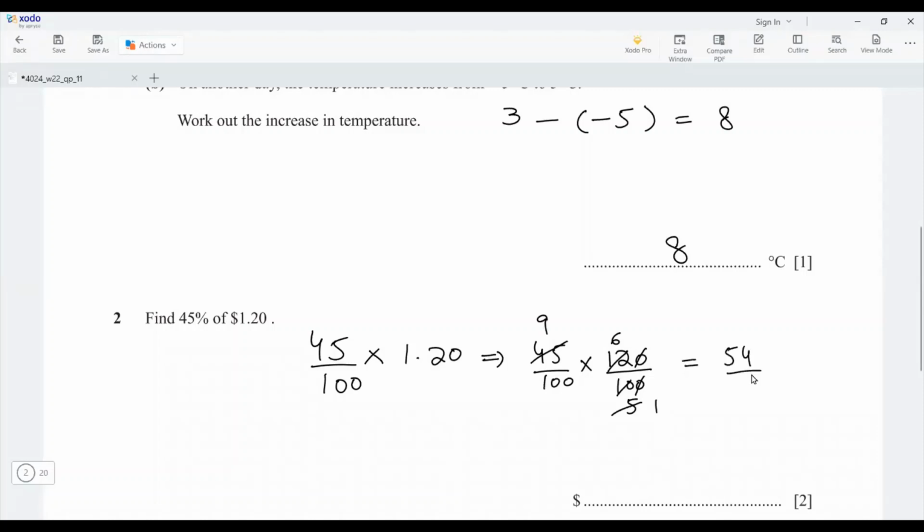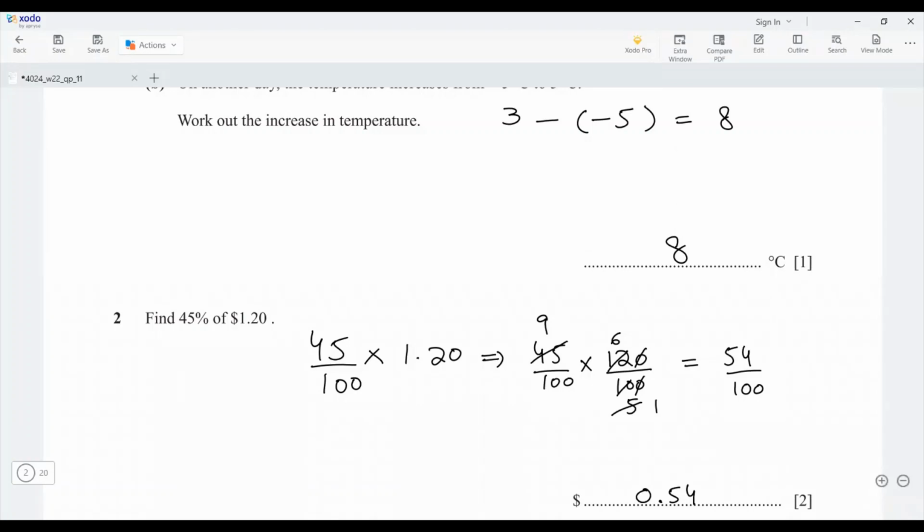54 divided by 100. So any number divided by the multiples of 10 will be quite easy to solve without calculator. Means if there are 2 zeros in the denominator, we have to shift 2 decimals towards left. If it is 1 zero after that 1, this means that if we are dividing by 10, we have to shift just 1 digit left. So there are 2 zeros, so the answer will be $0.54.